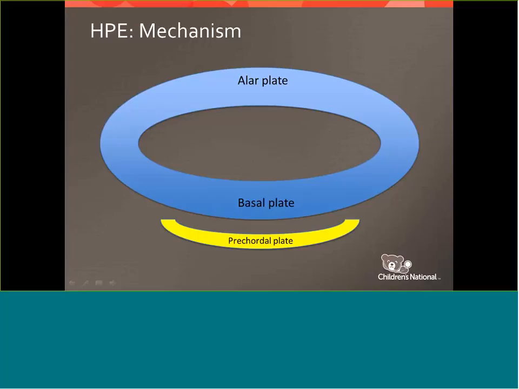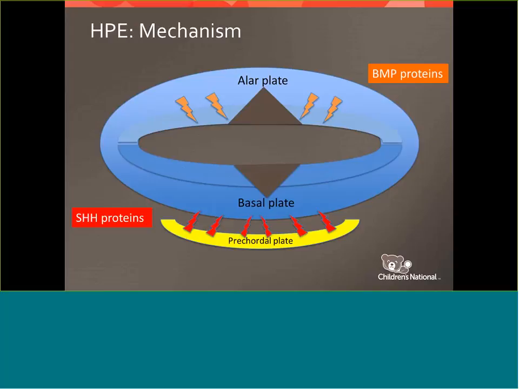So the mechanism for holoprosencephaly is an interplay, a counterbalance, between ventralizing molecules emanating from the prechordal plate and dorsalizing molecules from the alar plate that modulate the regional identity of the neural tube along its axis. You could think about classical holoprosencephaly in terms of insufficient ventralization, mostly from sonic hedgehog proteins, or excessive dorsalization from bone morphogenetic proteins. The middle interhemispheric variant, or syntelencephaly, which I will discuss, seems to be the opposite scenario, where there is either too much ventralization or insufficient dorsalization.